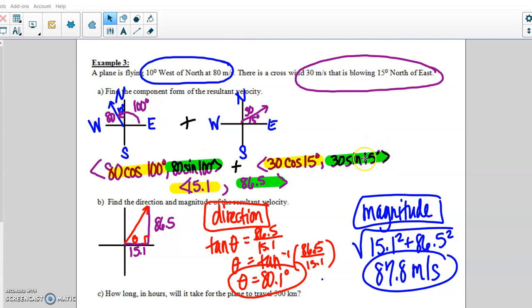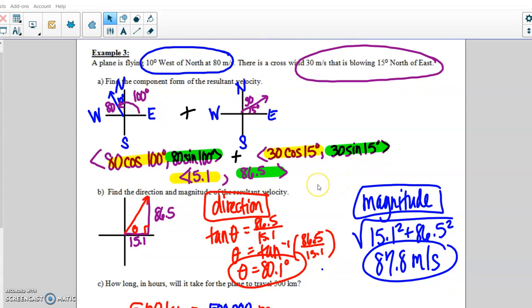Then we're going to add to it this crosswind. This is changing us horizontally. We would do our magnitude, which is 30, times cosine of your angle, which is 15. And vertically, this is affecting us 30 times sine of 15. Put it in your calculator. You're going to do 80 times cosine of 100 plus 30 cosine 15, and you should get 15.1. When you do your vertical component, do 80 sine 100 plus 30 sine 15. You should get 86.5. So this is the component form of our velocity once this crosswind has acted on our plane flying.